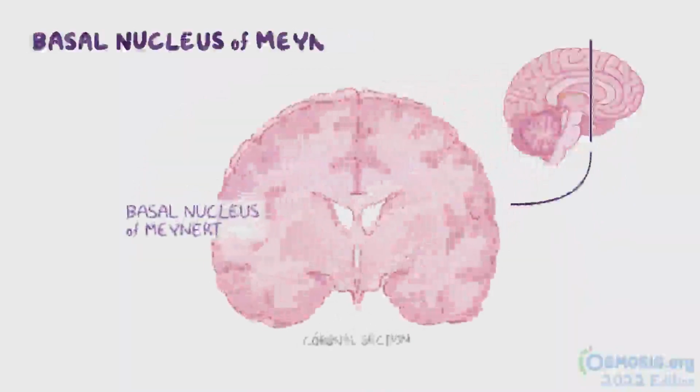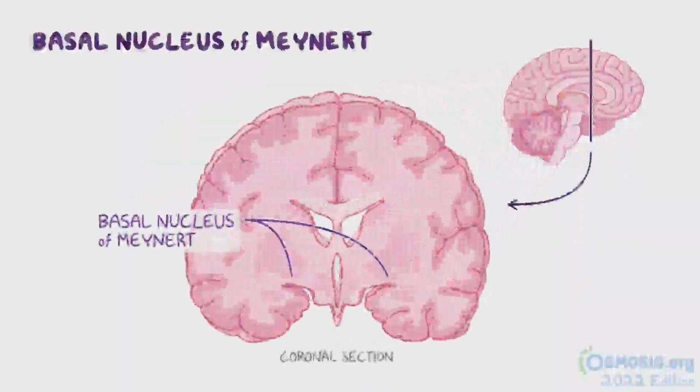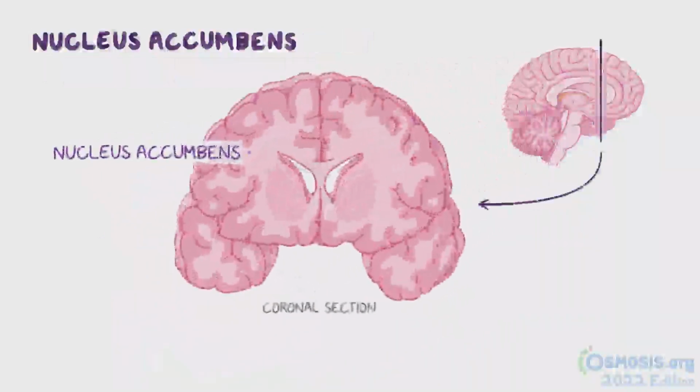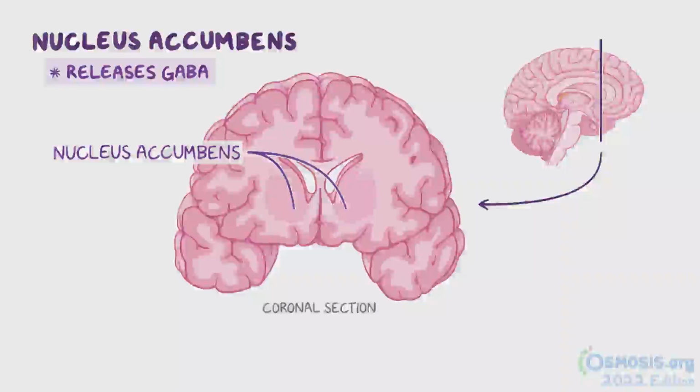On a coronal section of the brain, the basal nucleus of Meinert can be seen just below the basal ganglia. It contains neurons that release acetylcholine as their neurotransmitter. The nucleus accumbens can be seen within the basal ganglia, next to the septal area. It contains neurons that release GABA as their neurotransmitter.